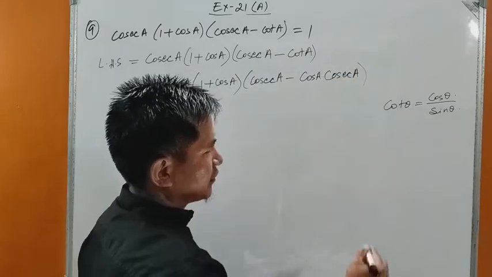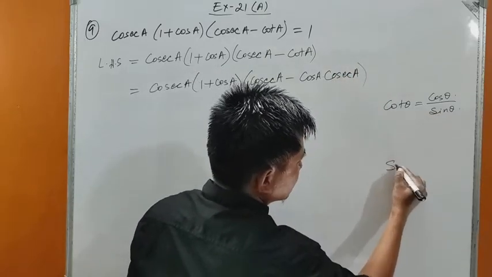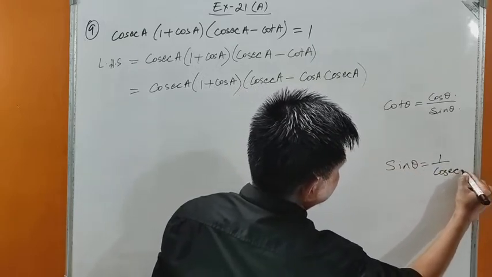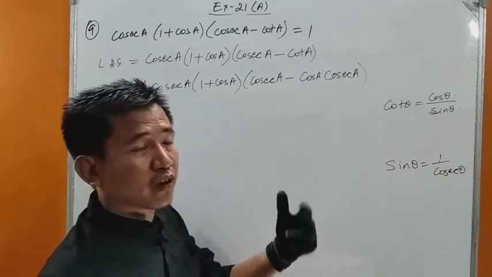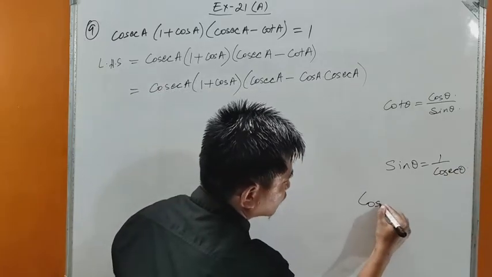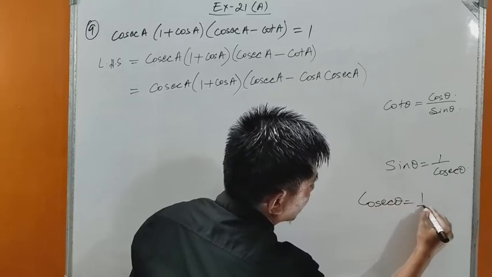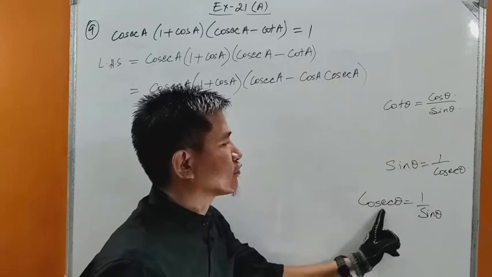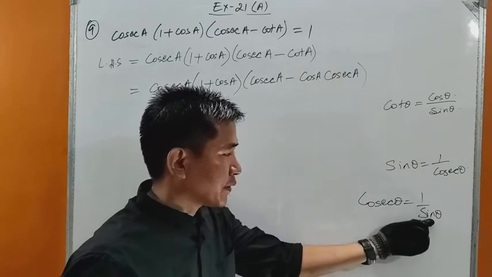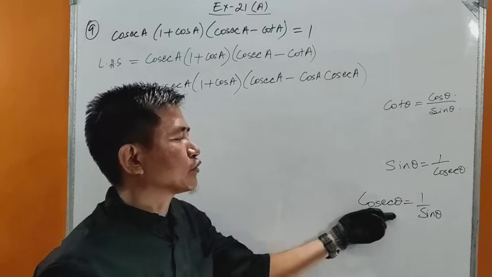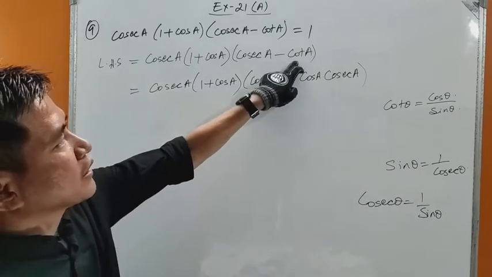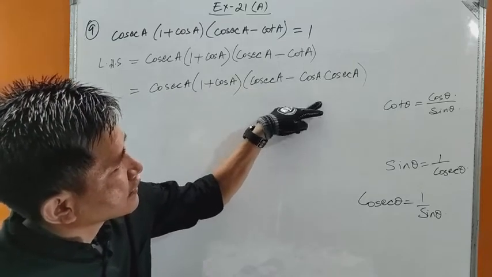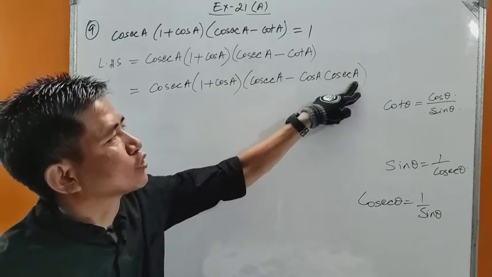Are you getting me? This sin theta equals 1 upon cosec theta, isn't it? Sin theta and cosec theta are reciprocal of each other. So cosec theta equals 1 upon sin theta. Sin theta equals 1 upon cosec theta, and cosec theta equals 1 upon sin theta. If you bring the sin theta to the numerator, it becomes cosec theta. So cot A means cos A upon sin A. That sin A, if you bring to the numerator, it becomes cosec A.